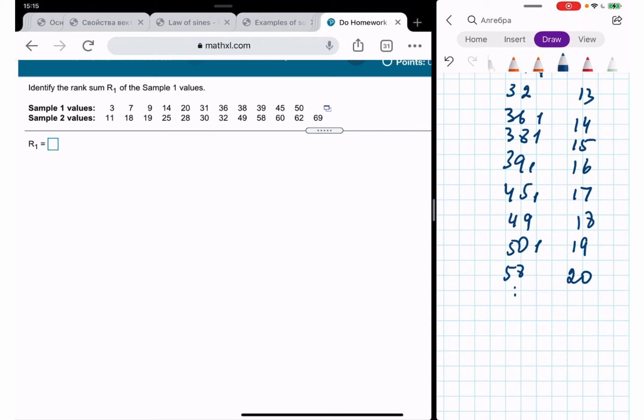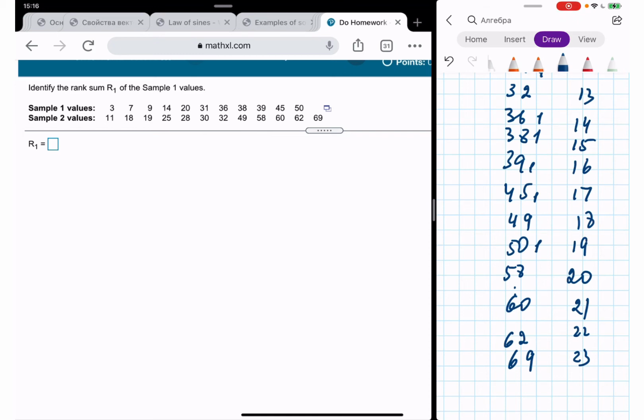Okay, I would just count to make sure it is correct. So 58, and then 60, 62, 69. So 20, 21, 22, 23. Let's count it. There are 11, and the other one is 12. 11 and 12 make 23.